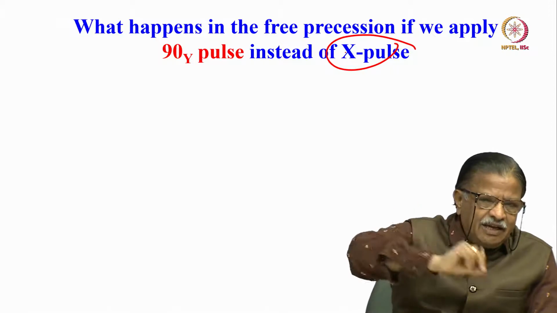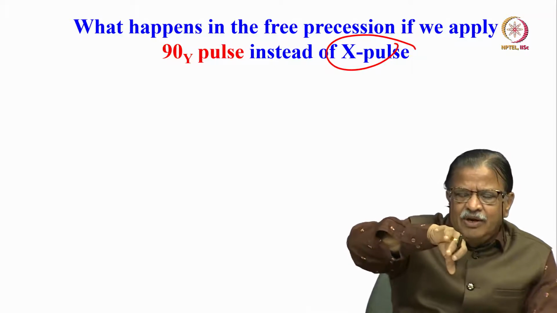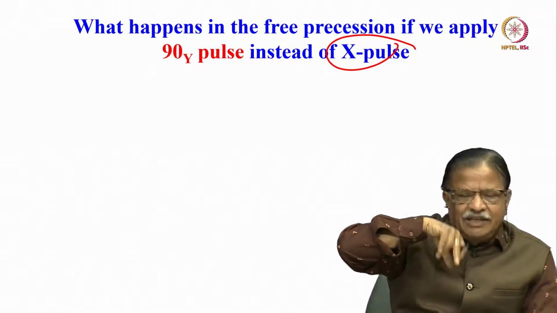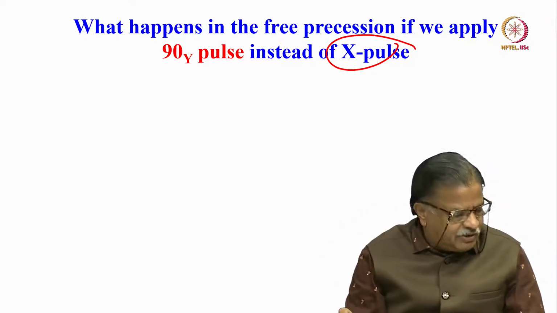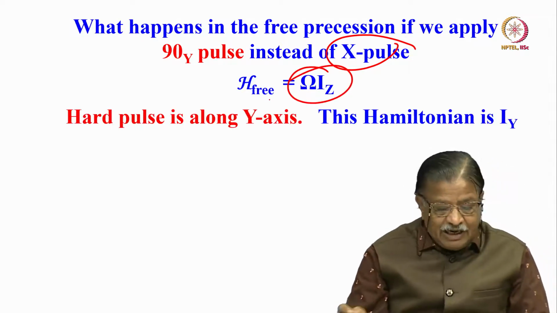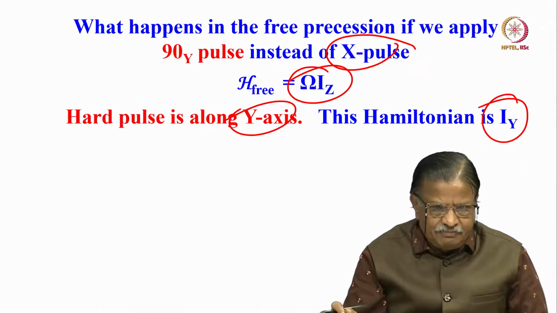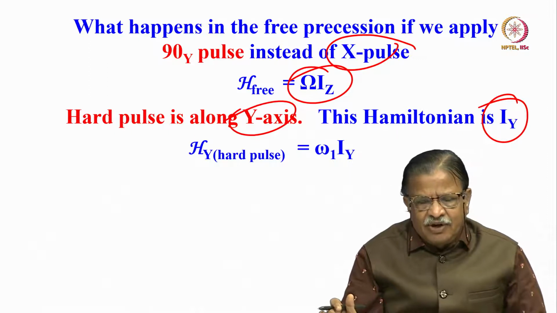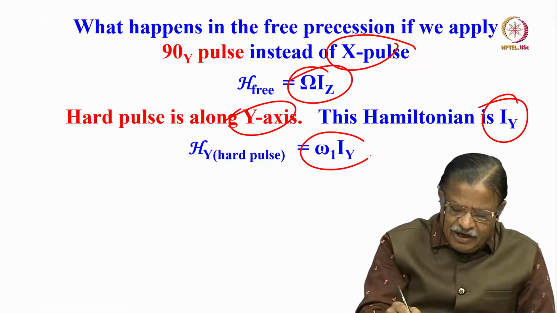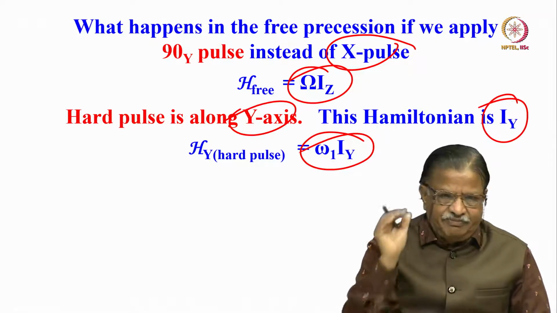You understand, we applied a pulse along the x axis, and wrote the Hamiltonian as H of x is equal to omega 1 into Ix. Remember, omega 1 is the RF power and Ix is the operator along x, that is what we wrote, right. So, H for the free precession we know is omega into Iz, and then the hard pulse along y axis we are applying, the Hamiltonian is Iy. Instead of Ix it is Iy, there is no difference. So, the Hamiltonian for the hard pulse you have to write as omega 1 into Iy. Instead of omega 1 Ix it becomes omega 1 into Iy.